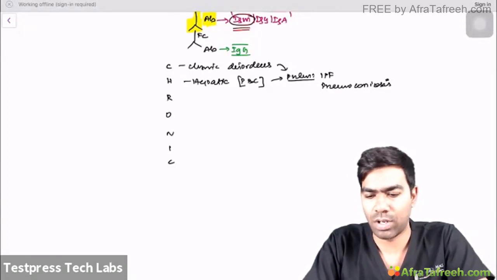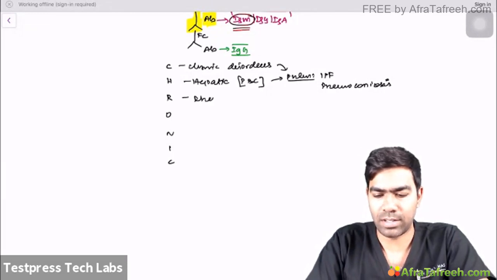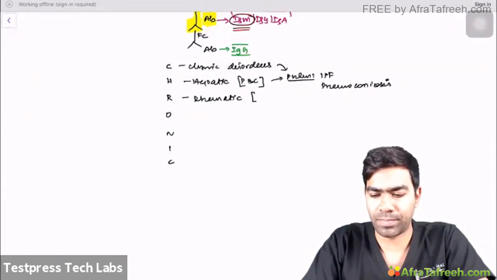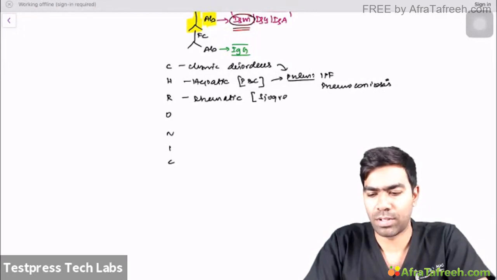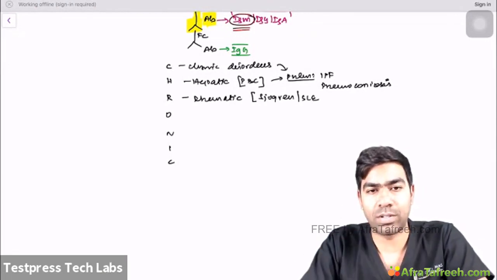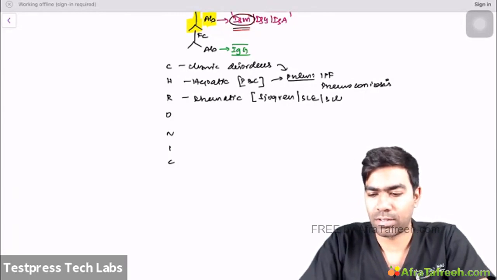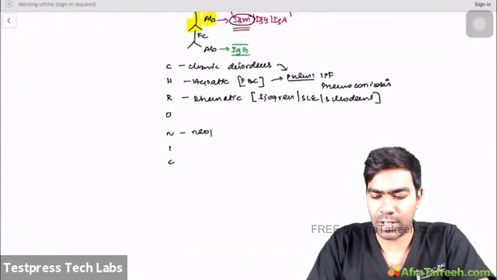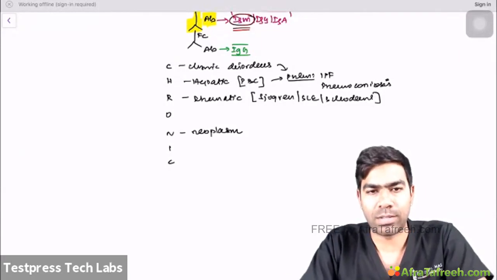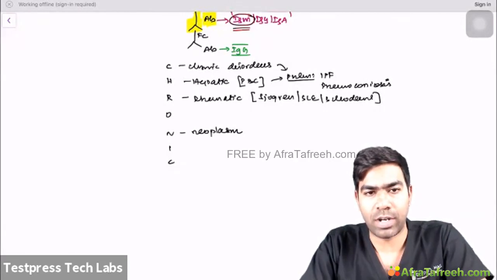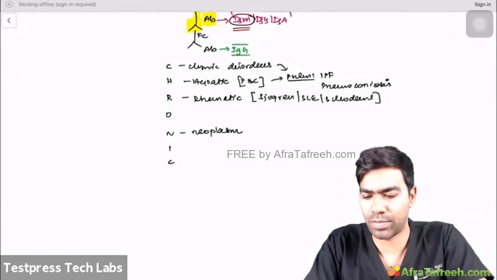Then R stands for rheumatic diseases. Other rheumatic diseases, for example, you can get it in the setting of Sjögren syndrome, in the setting of SLE, systemic lupus erythematosus, and you can also get it in the setting of scleroderma, systemic sclerosis. You can get rheumatoid factor positivity, and N stands for neoplasm. A lot of neoplasms can produce rheumatoid factor positivity. For example, hepatocellular cancer has been shown to have some element of rheumatoid factor positivity. And infections.